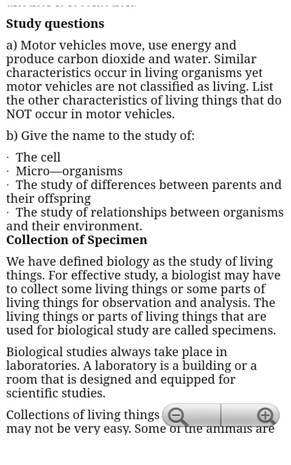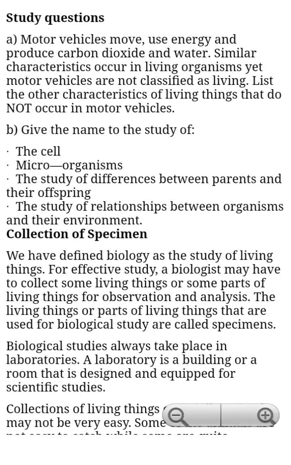So now, let's look at the study questions. A motor vehicle moves. It uses energy and produces carbon dioxide and water. Similar traits or characteristics occur in living organisms, yet motor vehicles are not classified as living. List other characteristics of living things that do not occur in motor vehicles. B. Give the name to the study of 1. The cell, microorganisms, the study of differences between parents and their offsprings, the study of relationships between organisms and the environment.